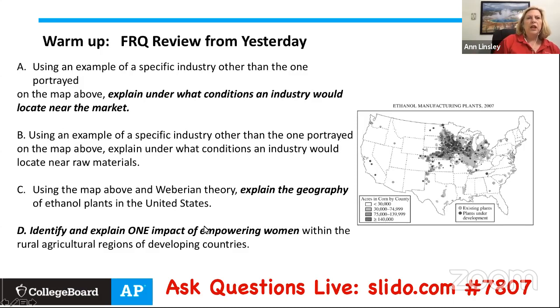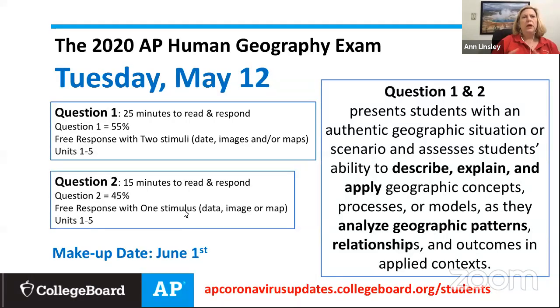Okay, a question came in: what was Weberian theory and what is least cost? Least cost theory is Weber's theory. Weber is the author of the least cost theory. Those are the same.